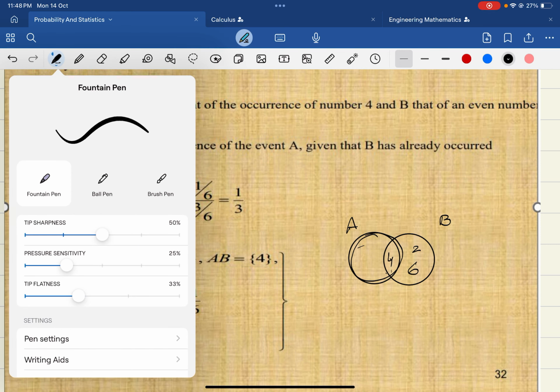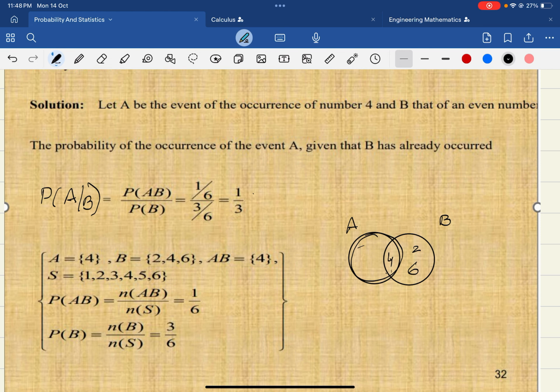So now let us have S given by 1, 2, up to 6. So the sample space is this, and probability of A given B is given by, what is the formula here? It is given by the number of elements in A intersection B by the number of elements in B. n of A intersection B is what? 1. Only one element. Number of elements in the sample space is 6. P of A intersection B is 1 over 6. P of B is n of B by n of S, which is 3 over 6, which gives you 1 by 3.